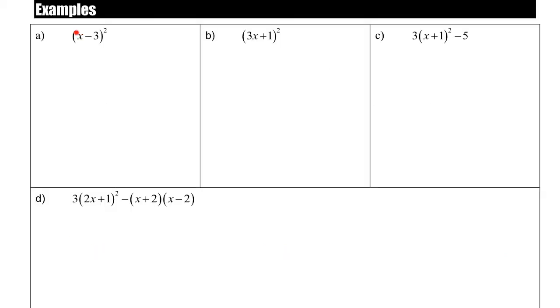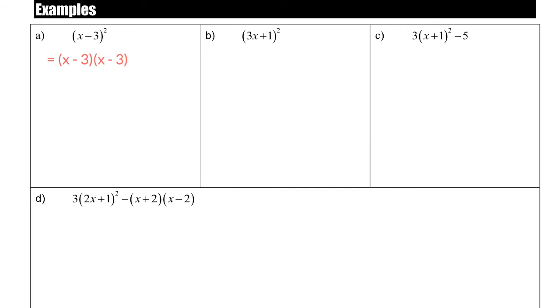So for this first one, I have x minus 3 squared. We just have to remember what squared means. When you have an exponent, it tells you how many times you're multiplying the base by itself. Well, in this instance, the base is whatever's in the brackets. So really, we're multiplying these brackets by itself. So we have x minus 3 times x minus 3.